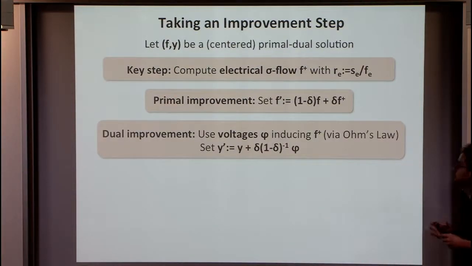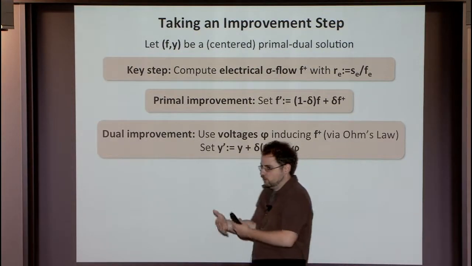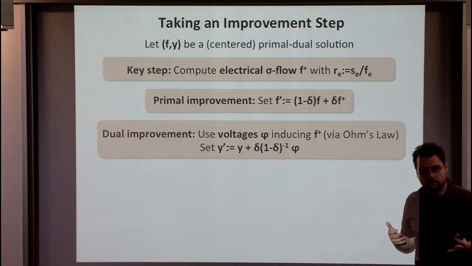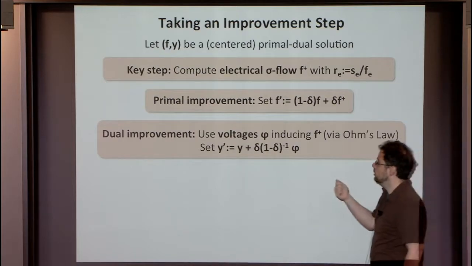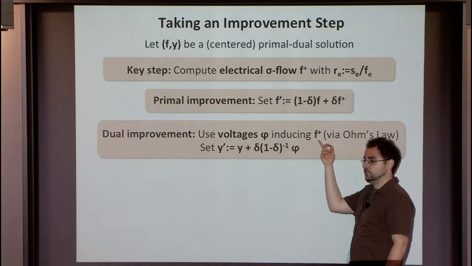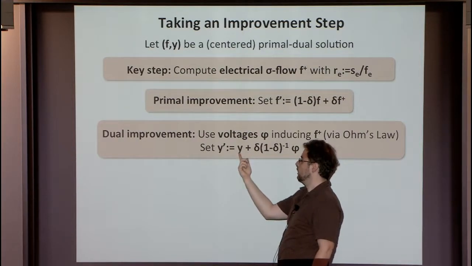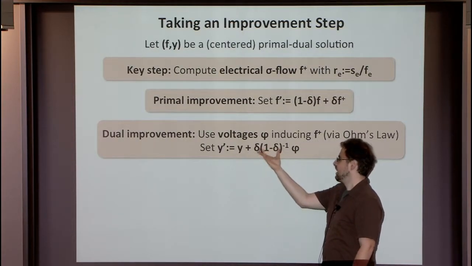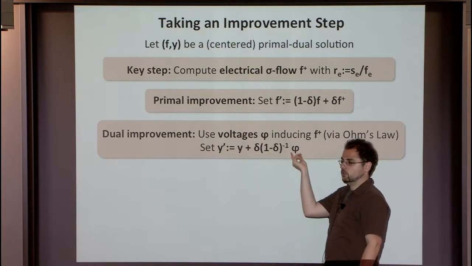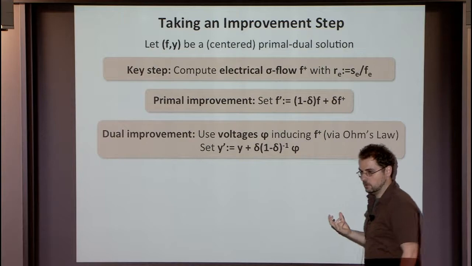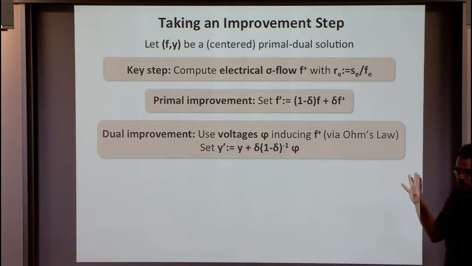And now, what is the dual improvement? In the dual improvement, of course, we can't add flow, but we have voltages. So we just use the voltages that induce this electrical flow by Ohm's law to update our dual solution. We take our old dual solution, and then we add roughly delta times the voltages given by the electrical flow. That's our dual update step, and this is essentially our algorithm.